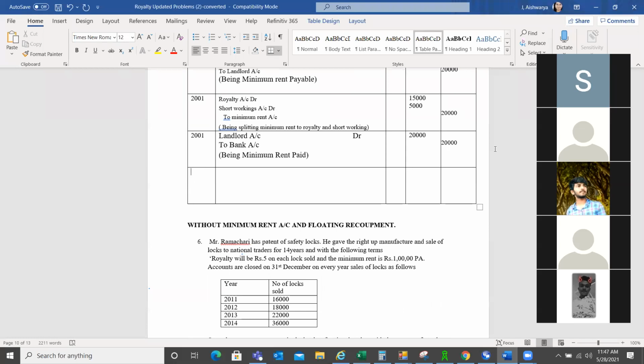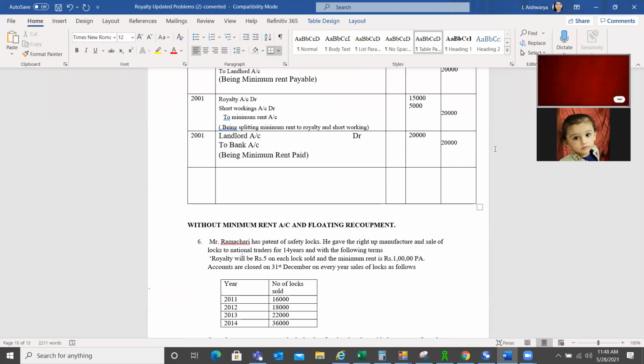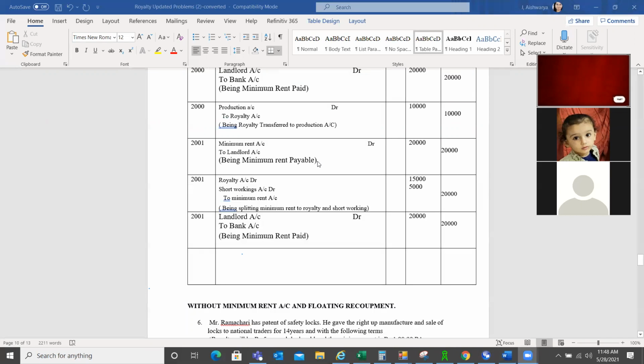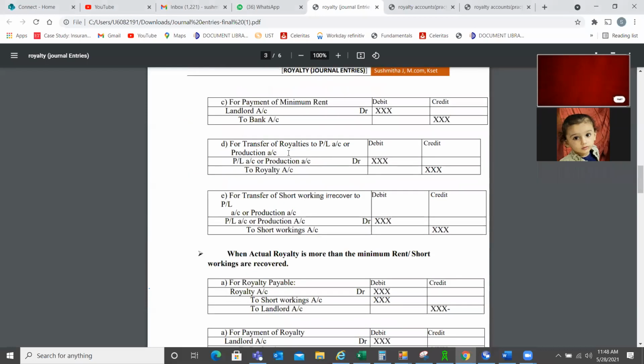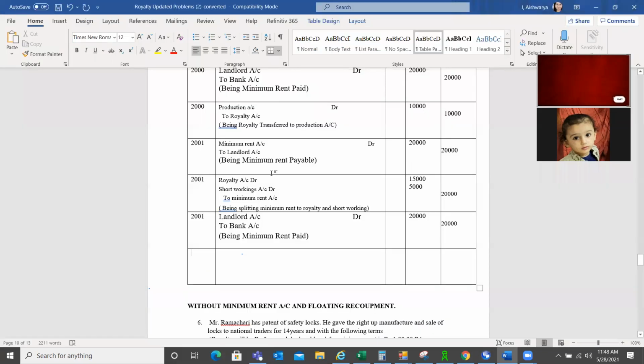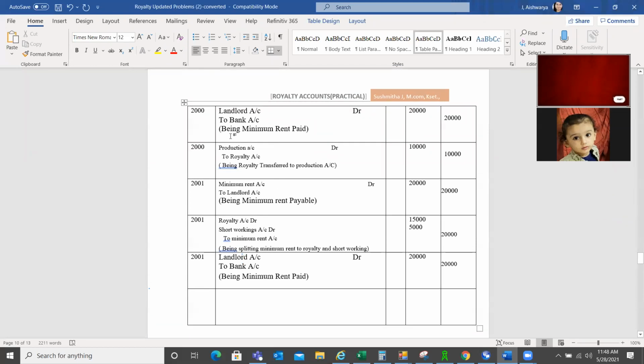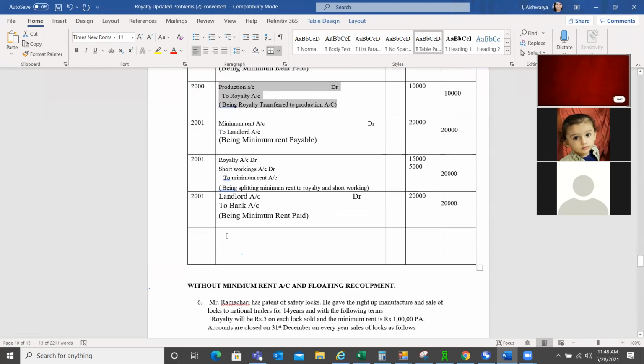Okay. Then, yes, Sumuk. So Sumuk, after the payment, what is the next thing that I have to record? Ma'am, production account debit to royalty account. Why is it so? What am I transferring? Royalty. Royalty you are transferring. Why is it production account, not P&L account? Ma'am, because it is production unit, ma'am.